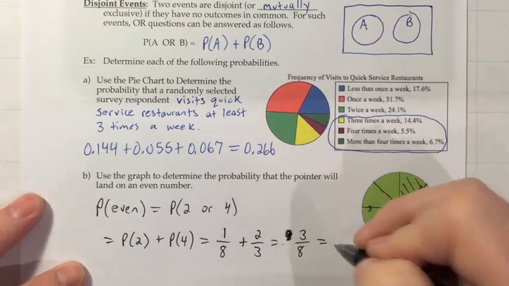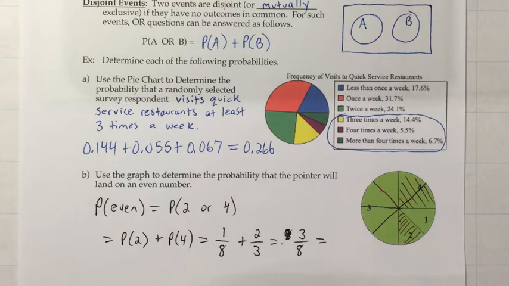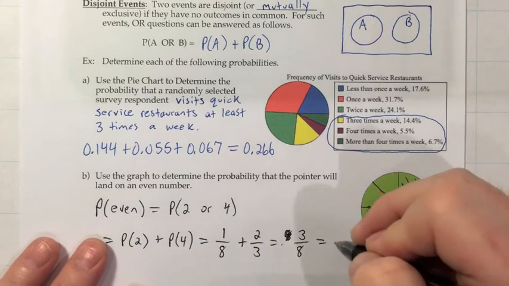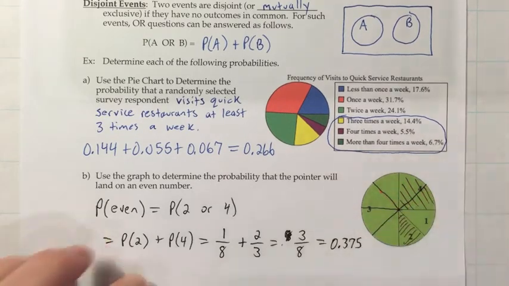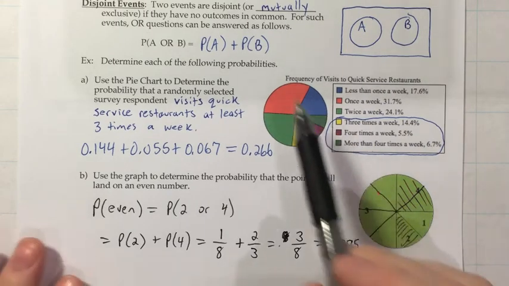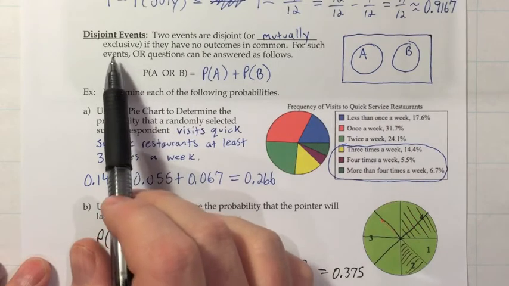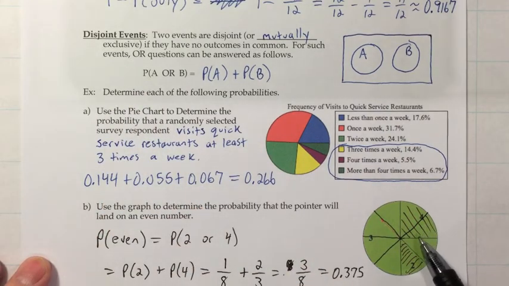And then we generally would go to a decimal on that. So if you do 3 divided by 8, you get 0.375. So there'd be about a 37.5% chance that that spinner would land on an even number, meaning either 2 or 4. But we did use this rule up here to do it. They're disjoint because they don't have any outcomes in common. They're separate parts of the spinner.